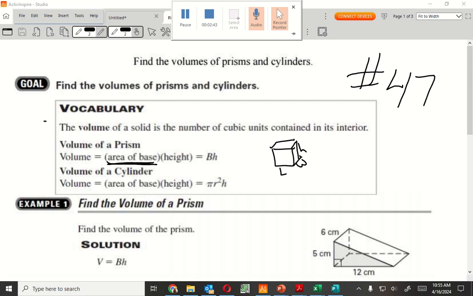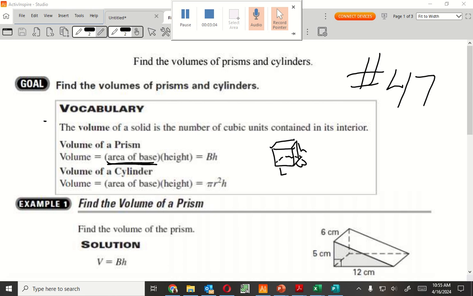To find the area of the base right here would be just the area of the bottom, okay? It would be length times width. And then the height goes up. Length times width times height. There you go, okay.